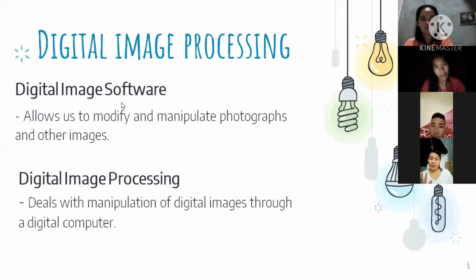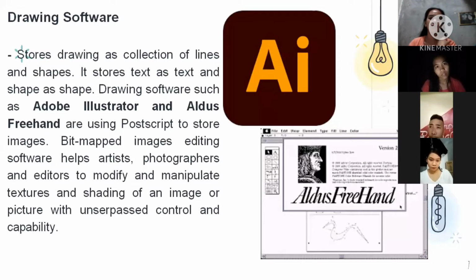So sa digital drawing software. Next slide. So digital software is a drawing software. Drawing software stores drawing as collections of lines and shapes. It stores text as text and shape as shape. Drawing software such as Adobe Illustrator and then Aldus FreeHand, ito yung mga example. They use PostScript to store images.